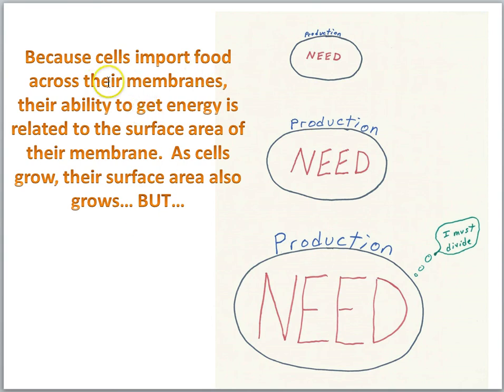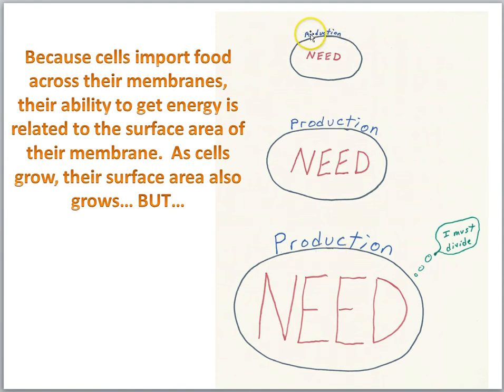Because cells import food across their membranes, their ability to get energy is related to the surface area of their membrane. Let's pause here for a moment. Take a look at these three diagrams. Notice there are two words for each cell. So here's a small cell, medium-sized cell, larger cell. And the word production means energy production. So the size of the word production, notice it's getting bigger here.